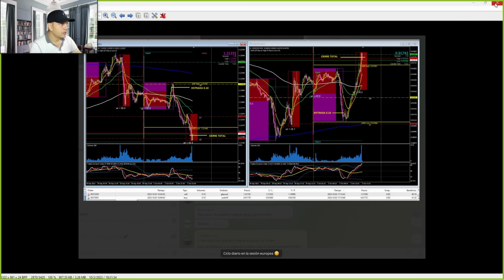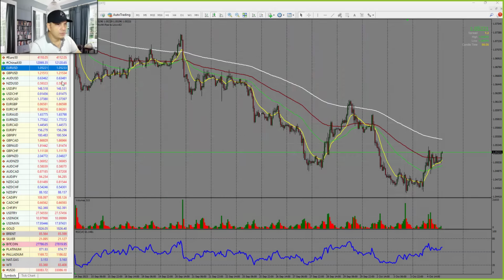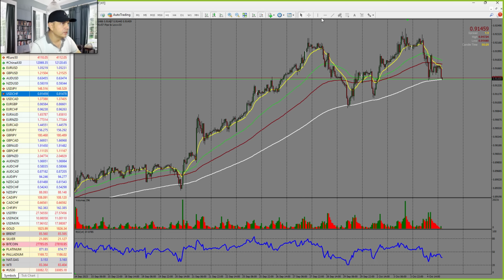So if you think about it, Swiss franc moved 73 pips that day and we were able to catch 60 pips. I'd rather take one trade and take advantage of the whole move than be scalping back and forth paying a lot of commission.